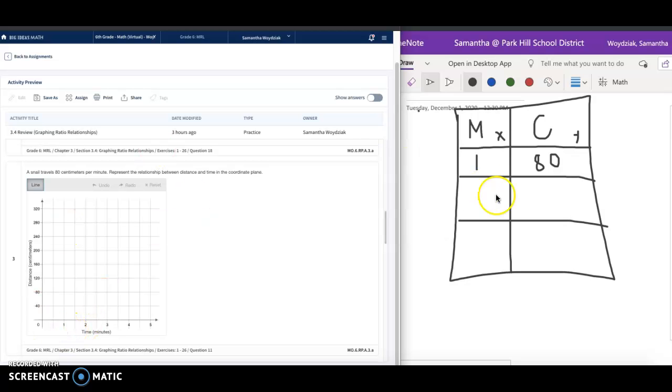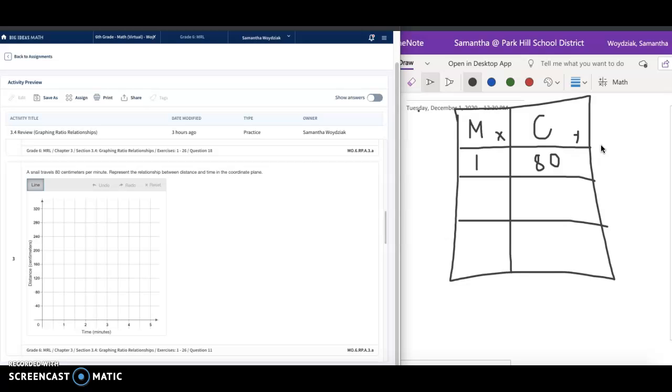So I went ahead and I made a table over here. So for 1 minute, because if it says per minute, that means per 1 minute, in 1 minute this snail travels 80 centimeters. So I used M and C, and then I labeled it X and Y. Now when we originally see this, we probably want to go, oh, 80 centimeters, that's going to be the X, the minute's going to be Y, because we read it left to right.